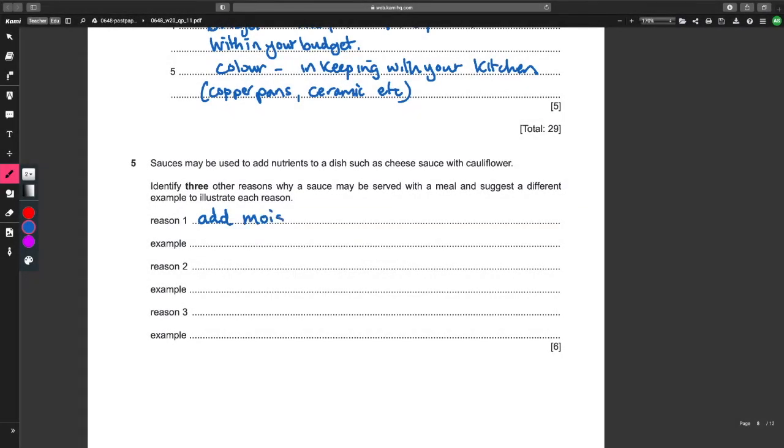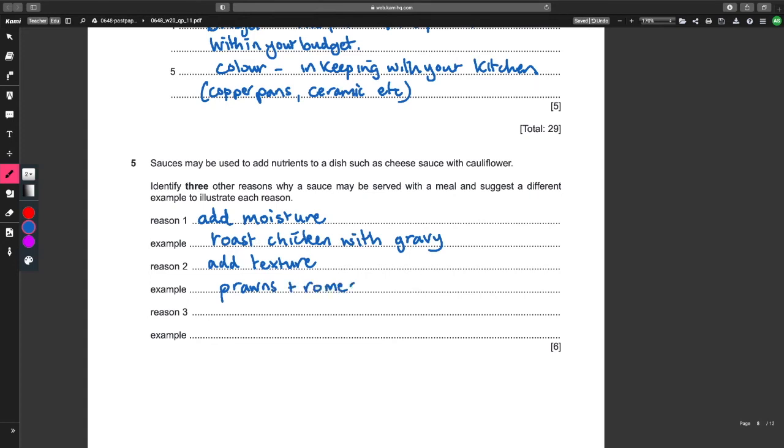Moisture. You could have a meat that's particularly dry. So, for example, we could have roast chicken. And then we usually serve that with a gravy, the sauce being gravy. Okay, so that would be a pouring sauce. You could also have, so we could use prawns. And, for example, a romesco sauce, which is a composite.